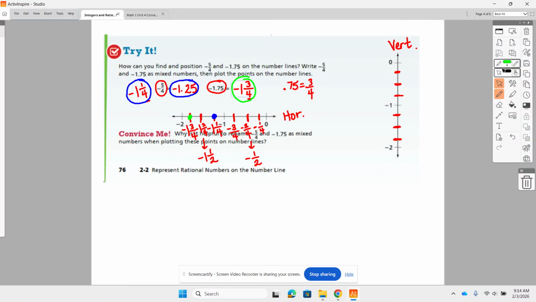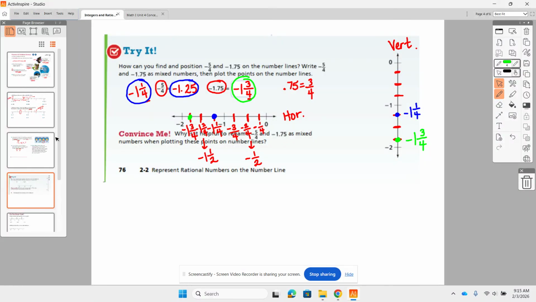Okay, going to this number line. Again, it's the same number line, just flipped up and down, vertical. So blue would be -1 1/4 right here. And green, -1 3/4. Okay, pause the video and take some notes on your notebook paper. And I'm going to do a little bit more on a couple more slides, so be ready for that.